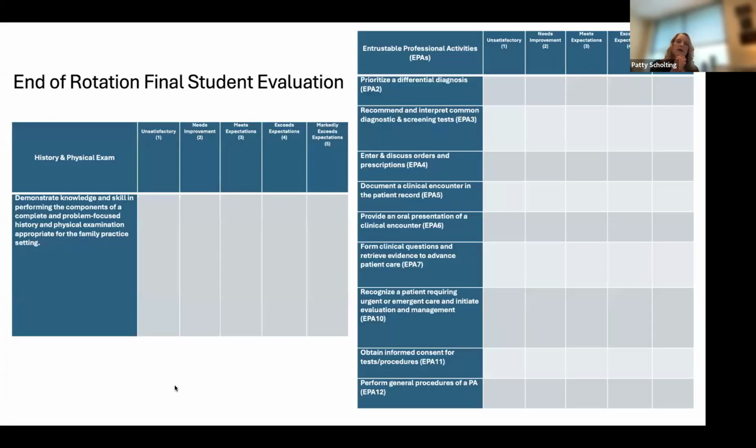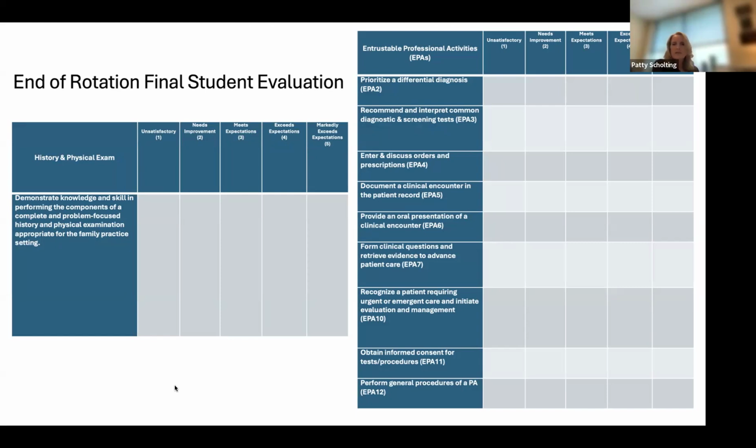This is just a quick excerpt from one of our end of rotation final student evaluations. As you can see on the left there, history and physical exam, demonstrates the knowledge and skill in performing the components of complete problem-based and focused history. Physical examination appropriate for the family practice setting. Each one of our evaluations are designed to correlate with each specialty in medicine. So you will see a little bit different ones for different rotations, but this one is for family medicine. And as you can see, the Likert scale is above there. Below there, there would be a box for comments. And then on the right are our entrustable professional activities that correlate with this rotation.